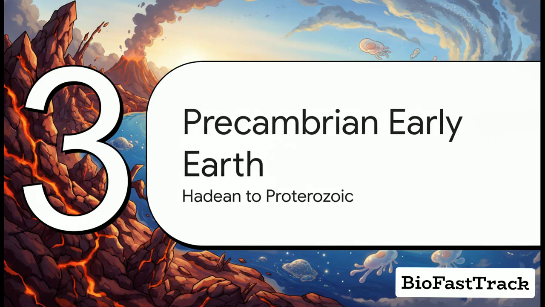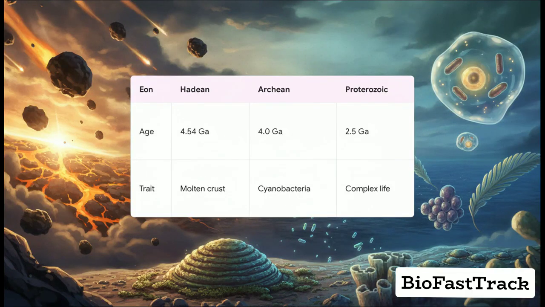Section 3. Precambrian. The early Earth. The Hadean, Archean, and Proterozoic eons. This first massive block of Earth's history spans from its completely hostile birth to the dawn of complex life. Let's rapid fire through these high-yield eras, because the Precambrian accounts for a staggering 88% of Earth's total history.